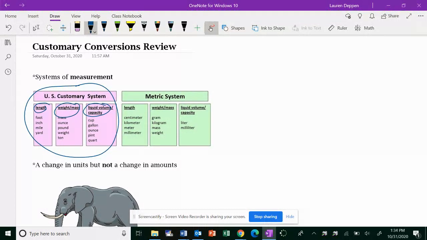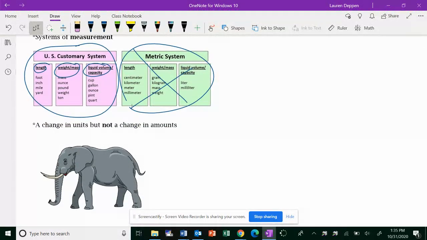Previously, we worked in the metric system, which was our King Henry system, where we multiplied or divided by powers of 10 to convert between the units. We're not going to talk about that today. We're going to focus on our US customary system, where we're going to be using different conversion factors or numbers to go from larger to smaller units by multiplying only.